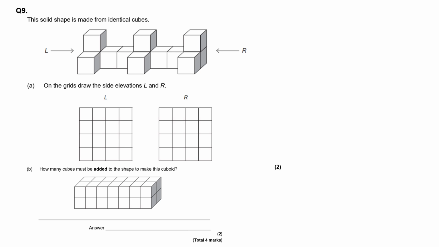Question 9. This solid shape is made from identical cubes. On the grid, draw the side elevation L and R. So the side elevation L, so it has got 1, 2, 3 on each side, right? 1, 2, 3.